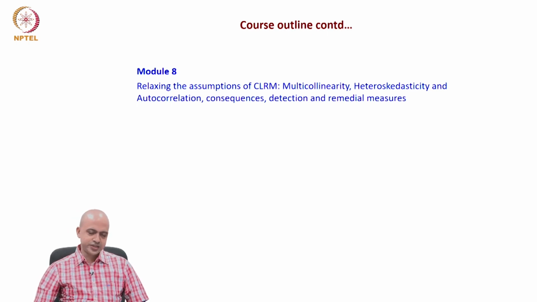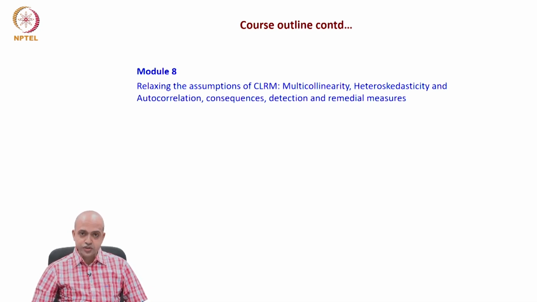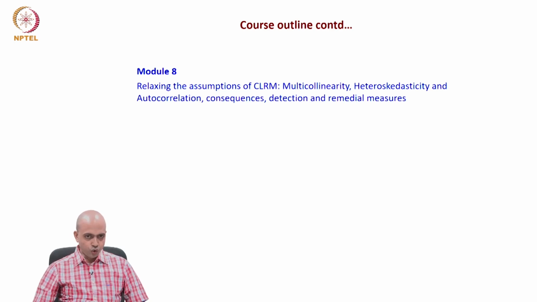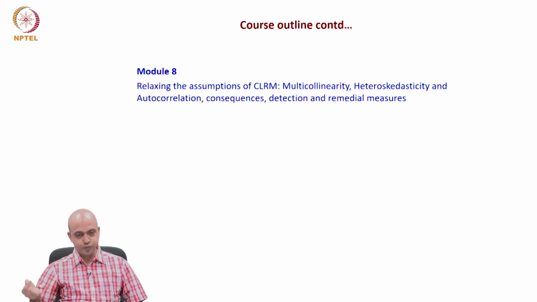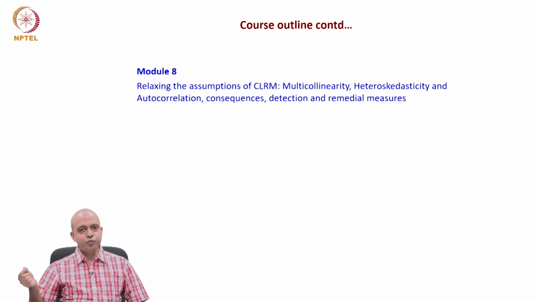Heteroscedasticity. So, we will again learn what the consequences of heteroscedasticity are, how to detect heteroscedasticity, and what the remedial measures are. And lastly, we will discuss the autocorrelation problem, particularly when you are working with cross-sectional data, time series data. We assume that the error term for the tth period and the error term for the t plus 1th period should not be correlated.